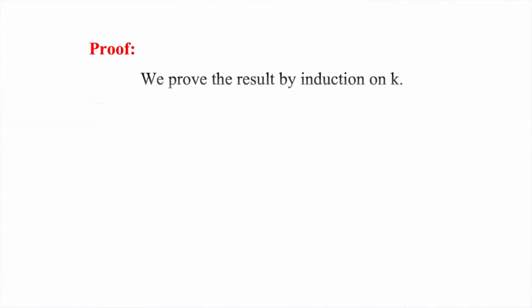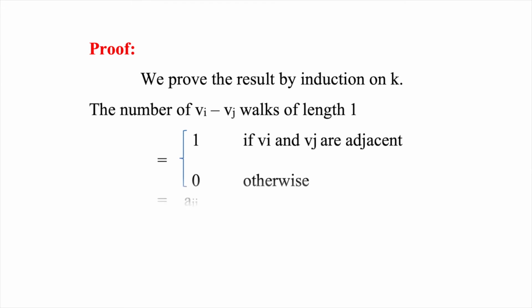We shall see the proof now. We prove the result by induction on k. The number of Vi, Vj walks of length 1 is equal to 1 if Vi and Vj are adjacent, and that is equal to 0 otherwise. Hence, that is same as Aij. Hence, the theorem is true for k equal to 1.